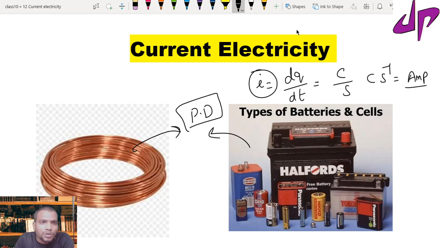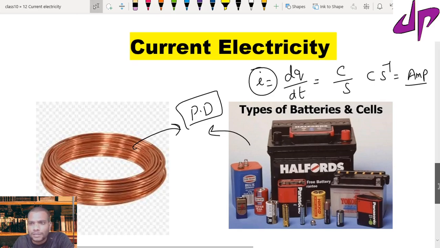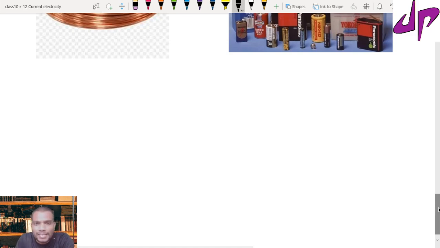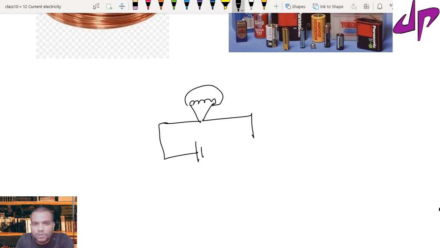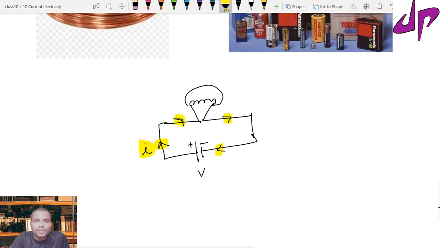Even though we show the direction of current, suppose you connect a circuit with a cell and an electric bulb, and this is connected to a voltage source, we can show the direction of current from positive to negative. So this shows the direction of current. Even though we are showing the direction in which it is flowing, still we will take that current is a scalar.